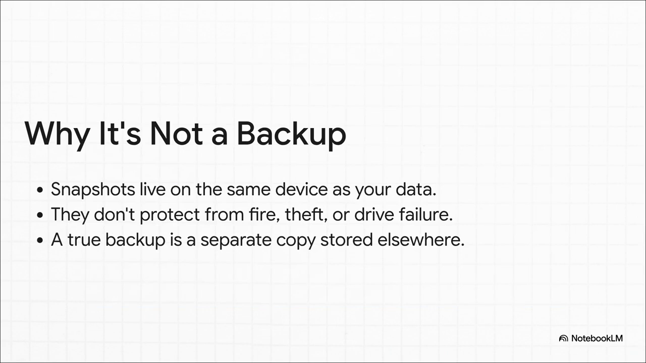Your snapshots are stored on the very same NAS, on the very same drives as your original data. So if your house has a fire, or if your NAS gets stolen, or if multiple drives fail at once, both your data and your snapshots are gone. A real backup follows that 3-2-1 rule. 3 copies of your data on 2 different types of media, with one of them stored off-site.